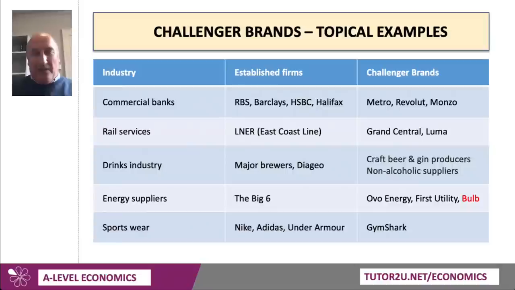In the drinks industry, the big players, the big brewers like Heineken and Diageo, are now up against craft beer makers. The energy sector, the big six, have come under threat from the likes of OVO Energy, which is now being bought by SSE; First Utility, which is now being bought by Shell; and Bulb Energy, which went bust and was saved by the government. And there's the sportswear example, Nike and Adidas. Under Armour, by the way, was a challenger brand until about 10 years ago. Gymshark is a great example of a challenger brand.